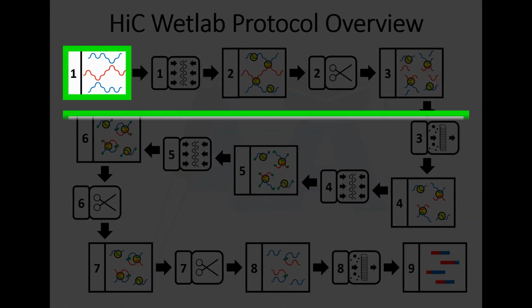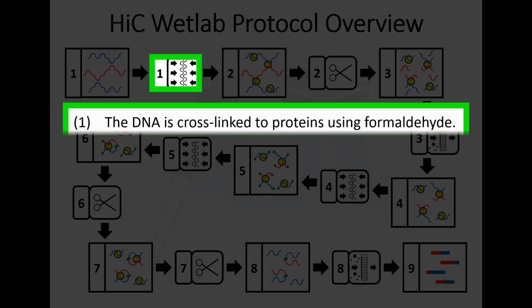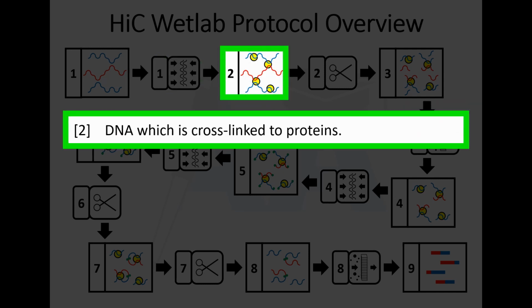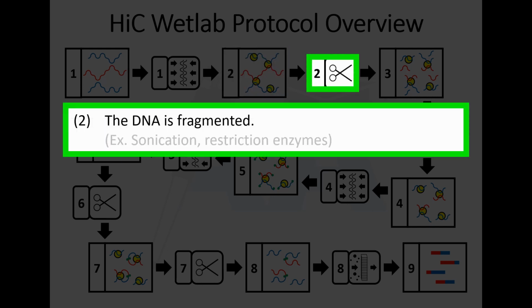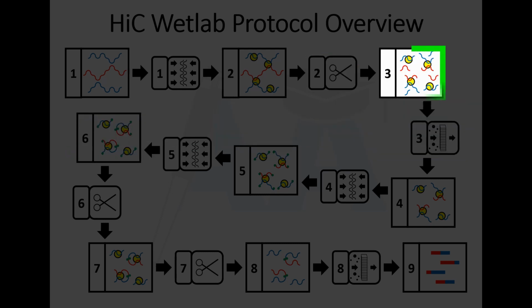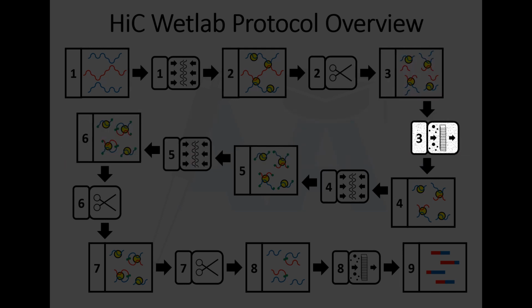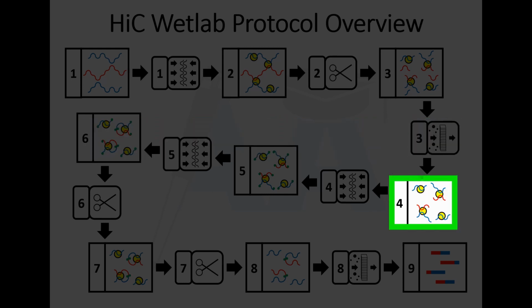We begin with a biological sample which contains DNA inside the cells, ready for harvesting. The DNA is cross-linked to proteins using formaldehyde. We now have DNA which is cross-linked to proteins. The DNA is then fragmented, typically by sonication or restriction enzymes. This gives us DNA fragments, some of which are cross-linked to proteins, and some of which are not. The unlinked DNA is filtered out, leaving us with only the DNA fragments which are cross-linked to proteins.